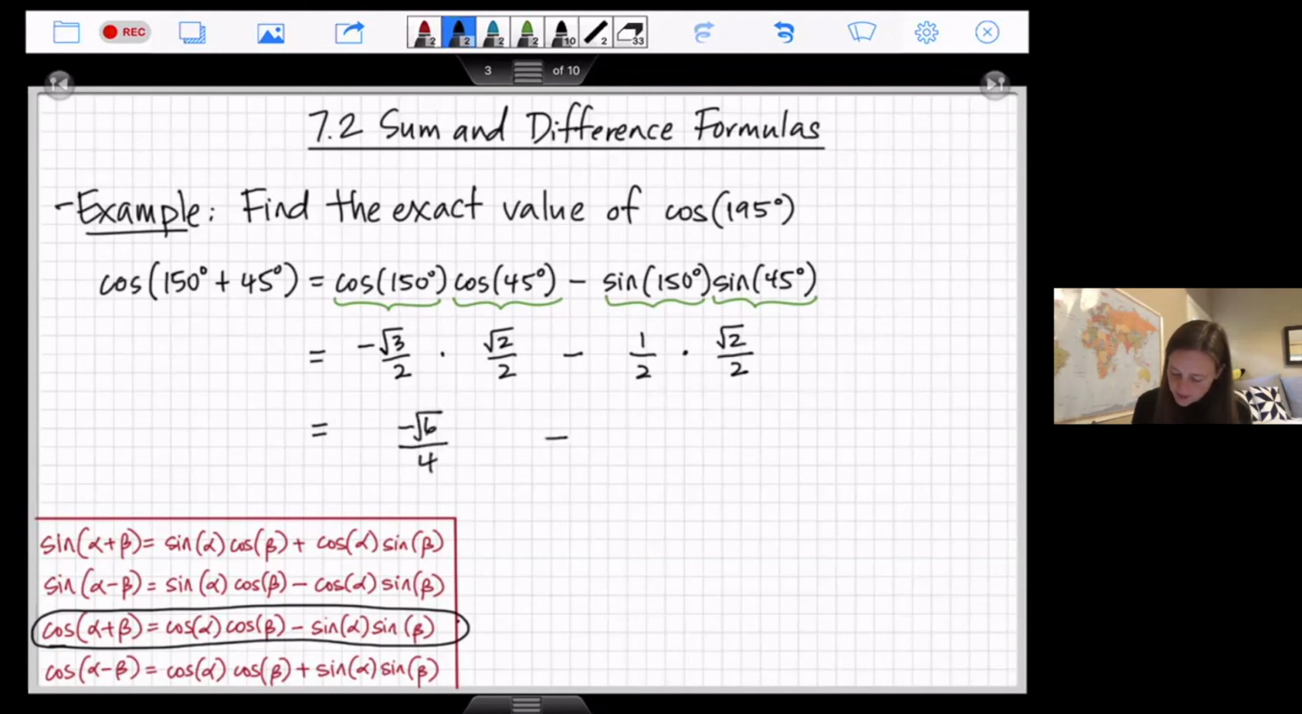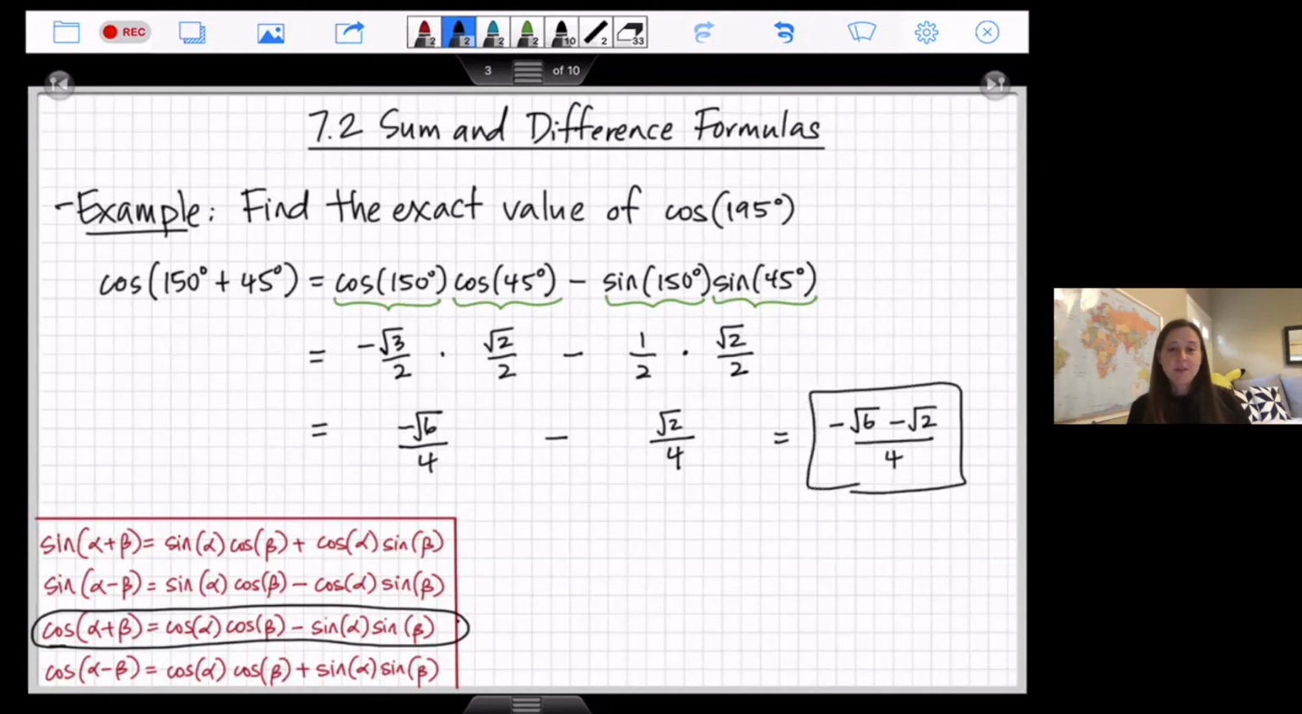And then we've got the subtraction, 1 times root 2 and 2 times 2. All right, so those are very spread out. They have a common denominator already, so I'm just going to subtract across the top. Negative root 6 minus root 2 over 4.